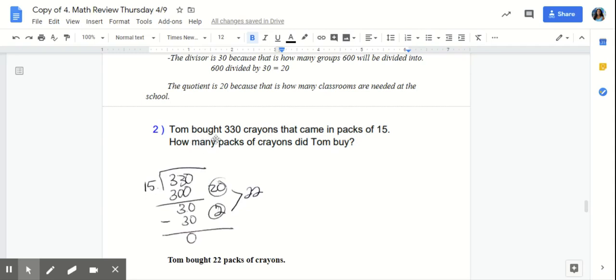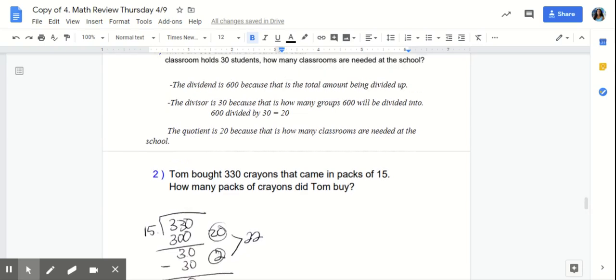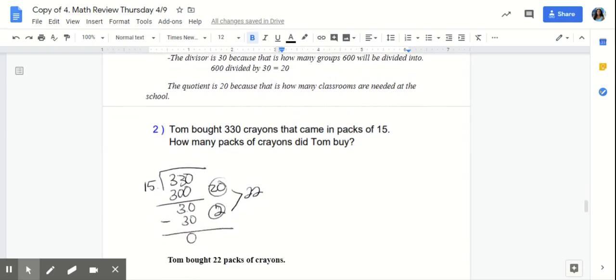Our next problem, Tom bought 330 crayons that came in packs of 15. How many packs of crayons did Tom buy? What's our dividend here? Right, it's 330 because that is the total amount that's going to be divided. What's our divisor? Right, 15, because that's how many groups 330 will be divided into.